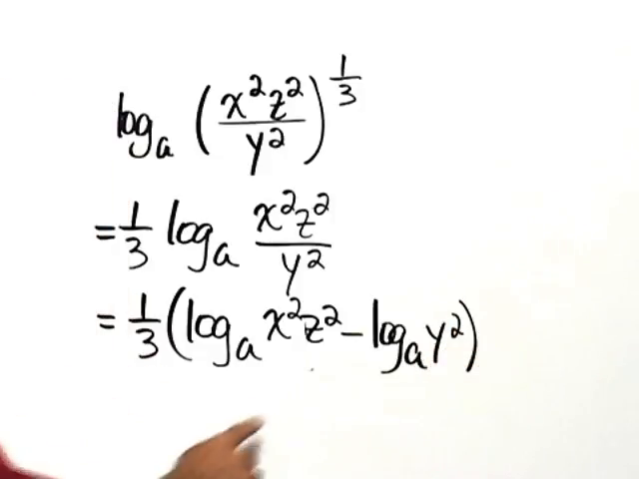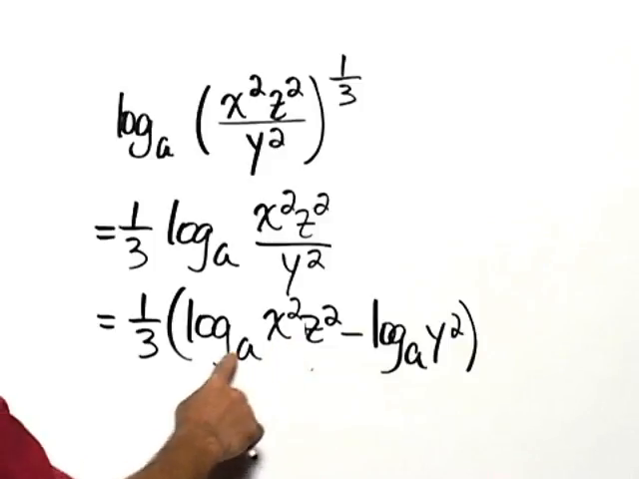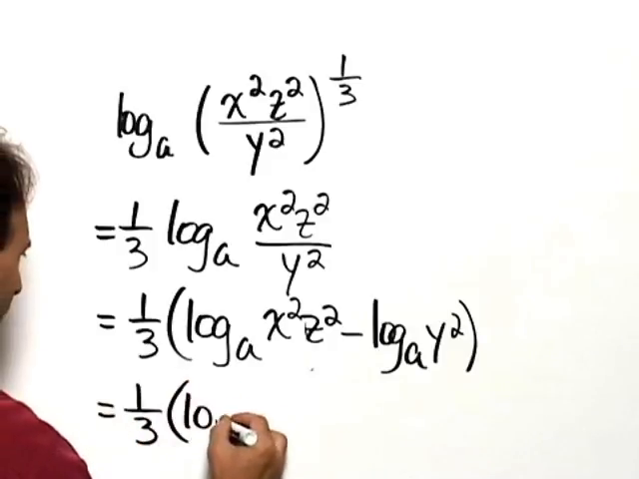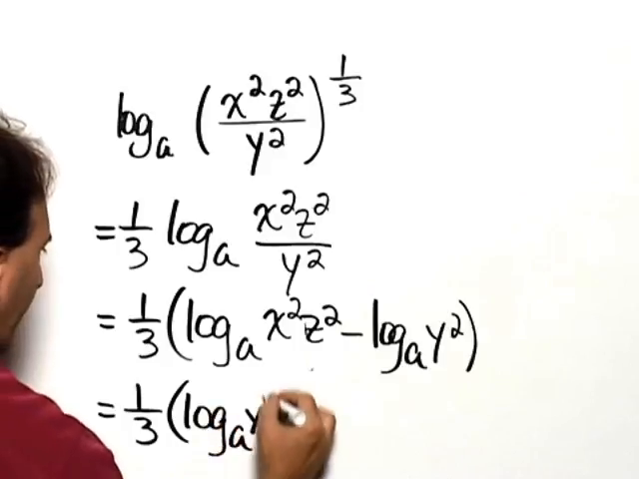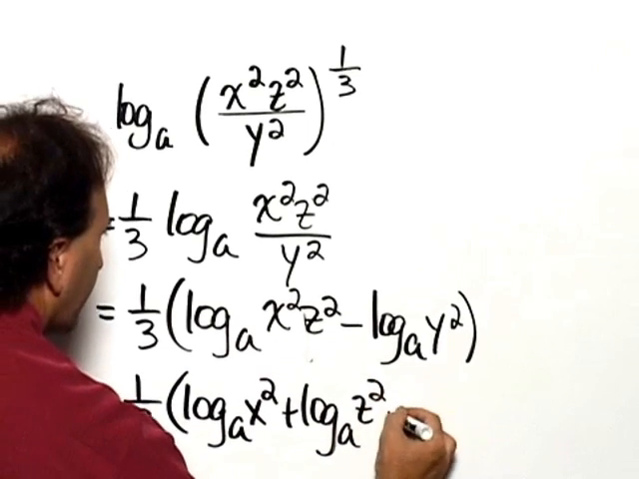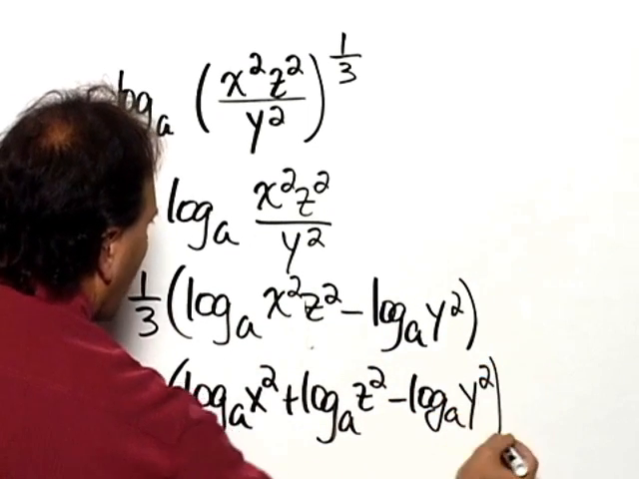Now we can apply the product rule, which tells us that this would be equal to the sum of the two individual logarithms. So it's 1/3 log base a of x squared plus log base a of z squared minus log base a of y squared.